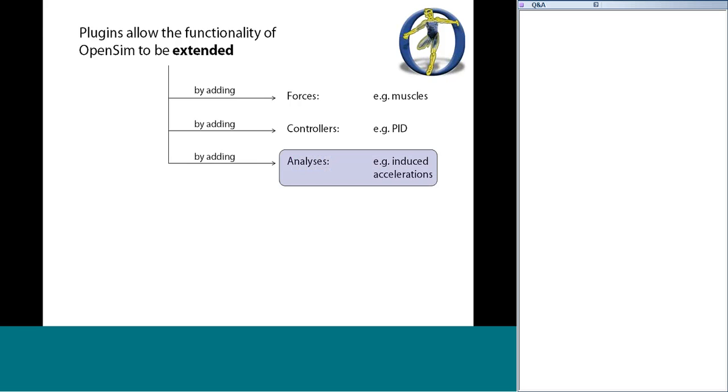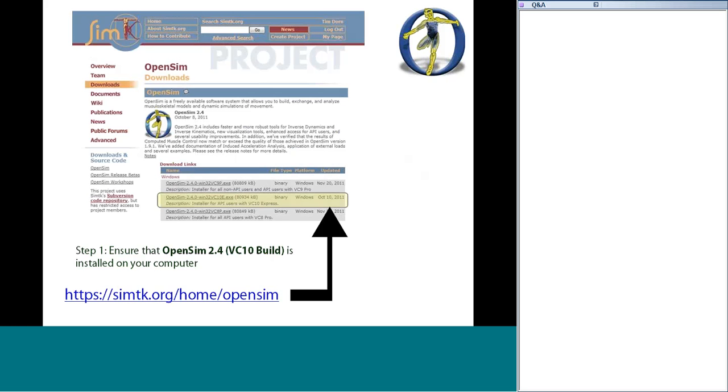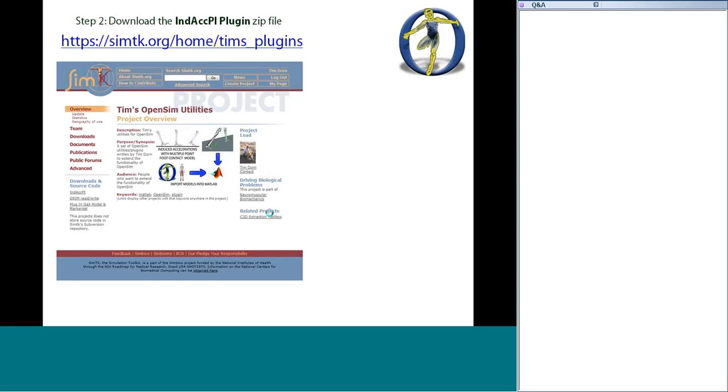So the first thing you want to do if you want to install this particular plugin is you need OpenSim installed. Get the latest version, which is the VC10 build. Go to the OpenSim website, download the latest version of OpenSim. Secondly, you'll need the plugin. So you can go to this website at the top of the screen, and you can download that plugin.